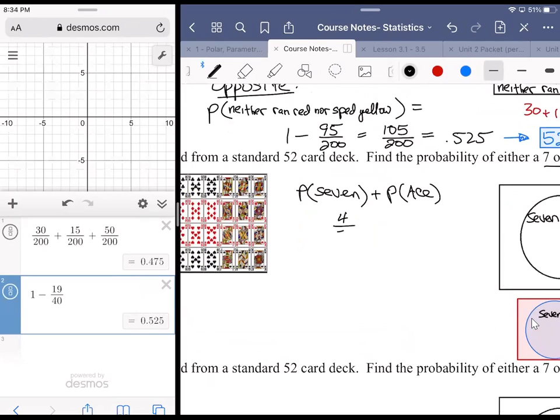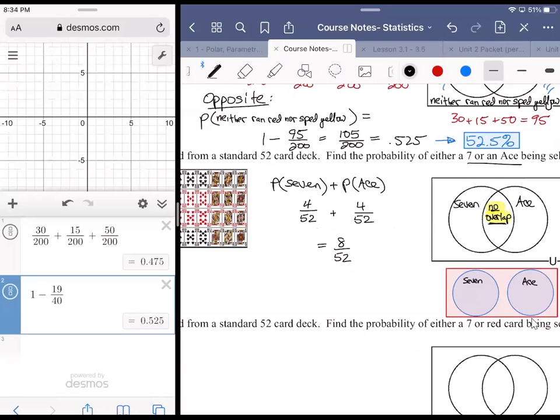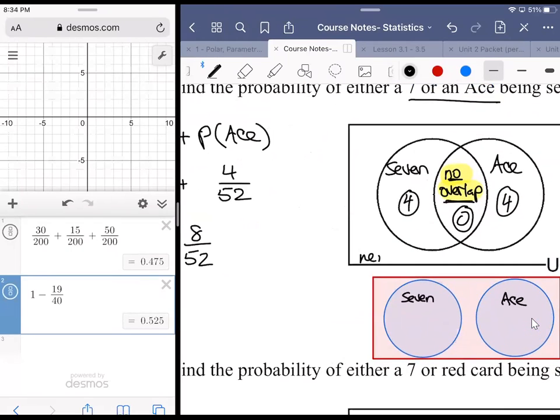So 4 out of 52 accounts for the 7s, and then another 4 out of 52 to account for the aces. And we end up with a total of 8 out of the available 52 cards. All right. So that's the 4 7s, the 4 aces with no overlap, total of 8 cards. So in my Venn diagram, I would be saying neither 7 nor ace, which would be everything else.